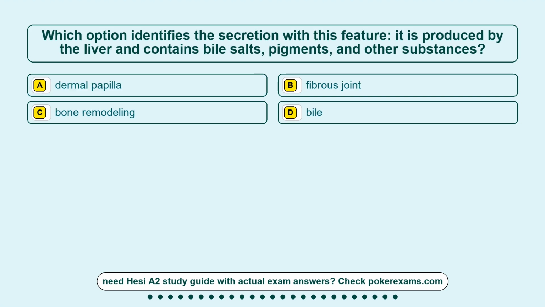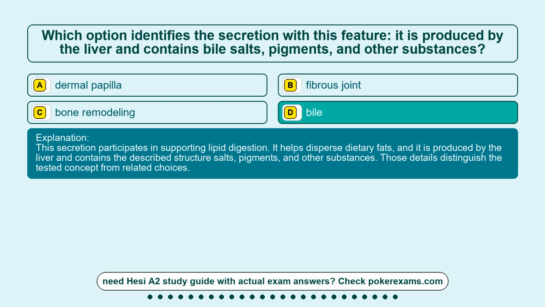Question 15. Which option identifies the secretion with this feature? It is produced by the liver and contains bile salts, pigments, and other substances. Option A, dermal papilla. Option B, fibrous joint. Option C, bone remodeling. Option D, bile. The correct answer is option D, bile.